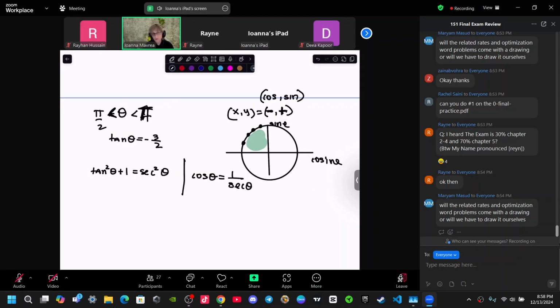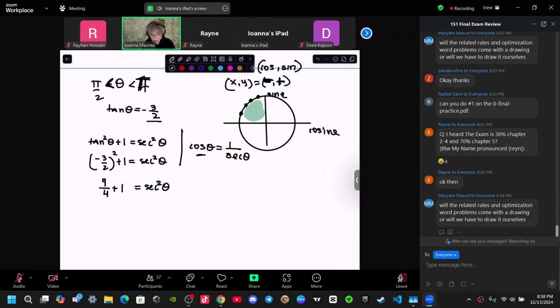Cosine is the reciprocal of whatever secant is. So if you know secant, cosine is just flip that. Now you have cosine. So if I know tangent is -3/2, then -3/2 squared plus 1 is secant squared. So 9/4 plus 1 is secant squared. I know the cosine is negative, so secant is negative as well. Whatever cosine is, secant has the same sign, positive or negative.